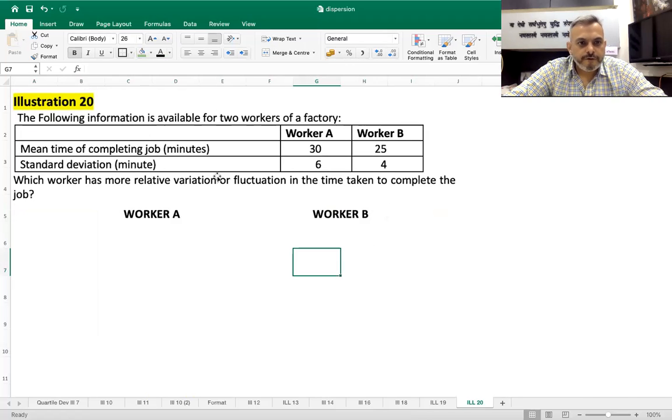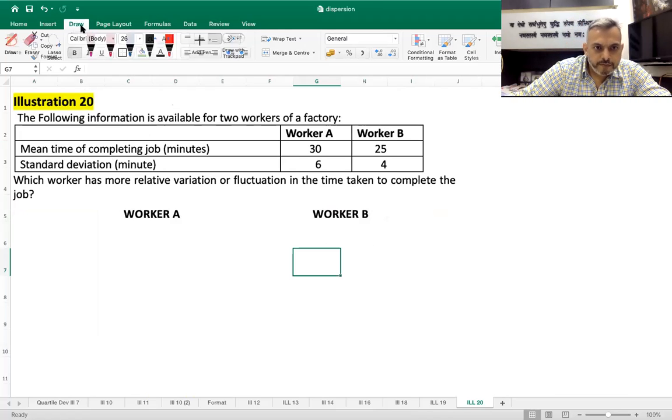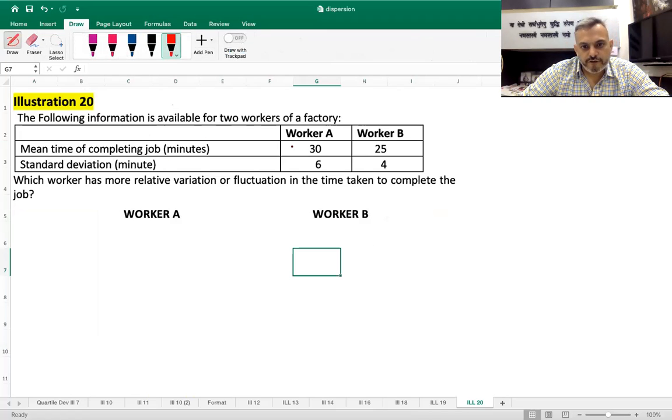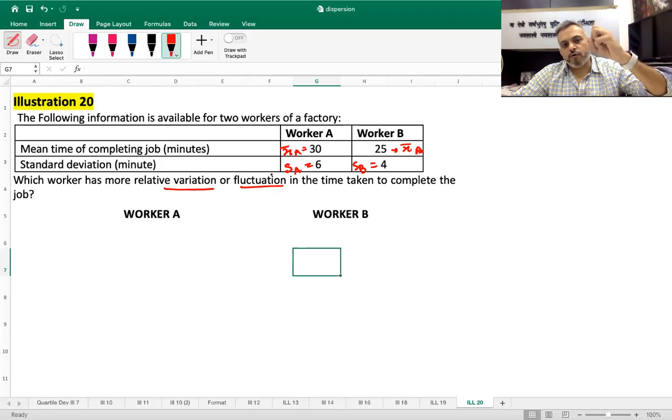Now, the following information is available for two workers of a factory, worker A and worker B. Mean time of completion of job: mean of A is 30 and mean of B is 25. Standard deviation is directly given to us: standard deviation of A is 6 and of B is 4. Which worker has more relative variation or fluctuation, that is, whose variation is more in time taken to complete the job, worker A or worker B?